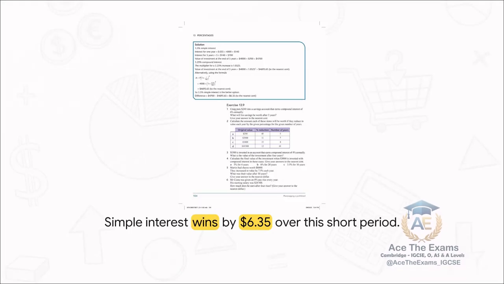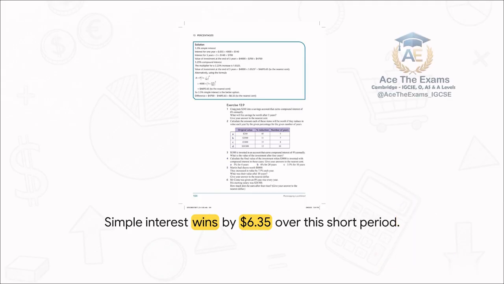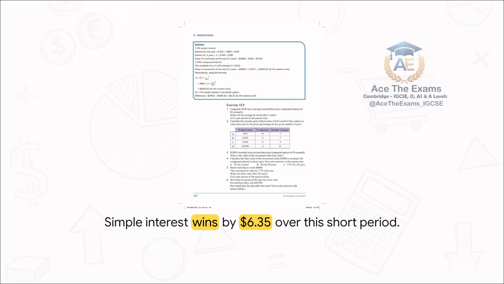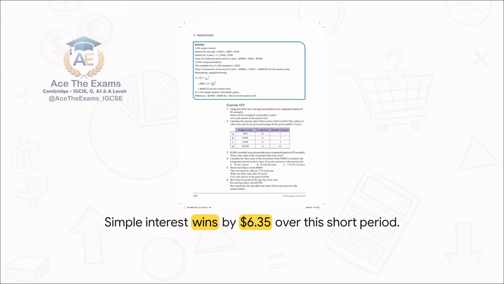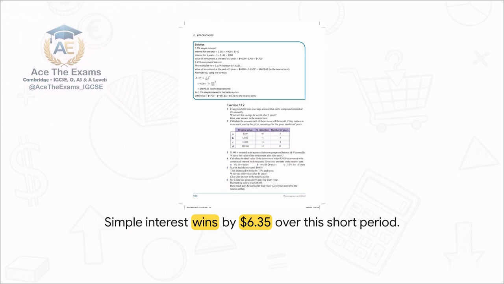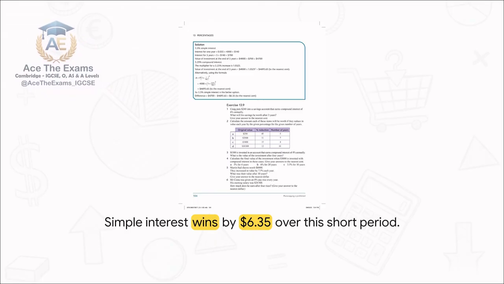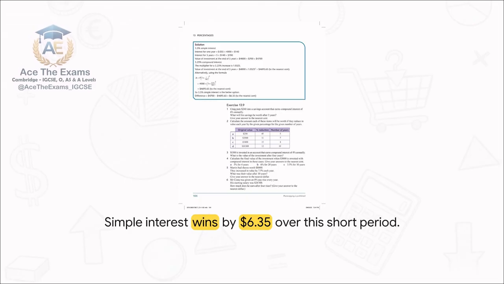This is exactly why you always run the numbers. Over this specific short 5-year window, the 3.5% simple interest actually gives him $4,700. The 3.25% compound interest, only $4,693.65. The simple interest actually beat the snowball by $6.35. Why? Because 5 years just wasn't quite enough time for the compound effect to overtake the higher flat rate.